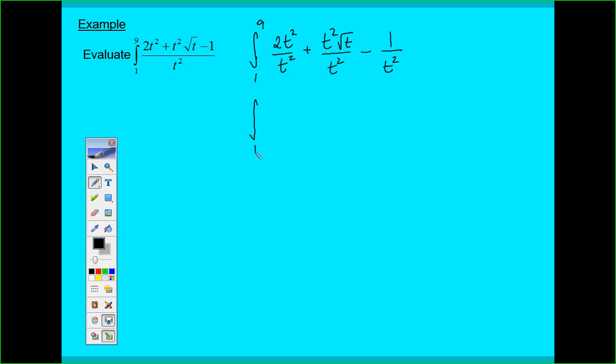So if we simplified this, we would get 2. Let me put my dt back up here. We would have 2 plus, now these are going to reduce, so we would have the square root of t, which is t to the 1/2, minus, now I'm going to rewrite this one as t to the negative 2 power.